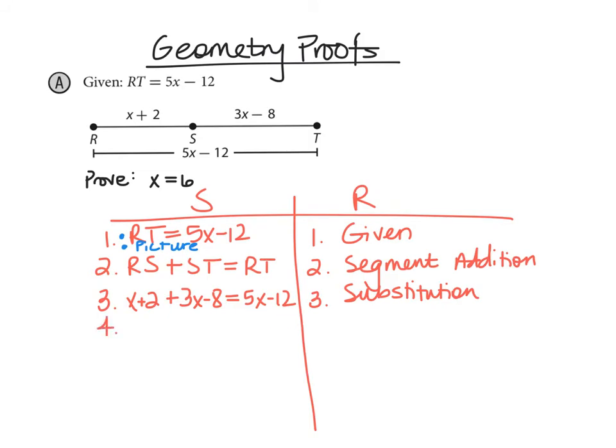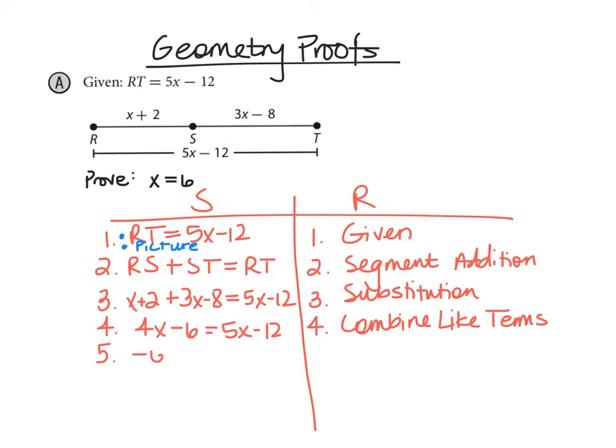So step 4, we might say combining like terms, which is also technically substitution, but we can use some of this algebra terminology for right now. So I'm just going to simplify that and say 4x minus 6 equals 5x minus 12. And now we're again doing some of our algebra properties. If I combine our x's, we can make that say negative 6 equals x minus 12. I did that using subtraction, and that was the subtraction property of equality.